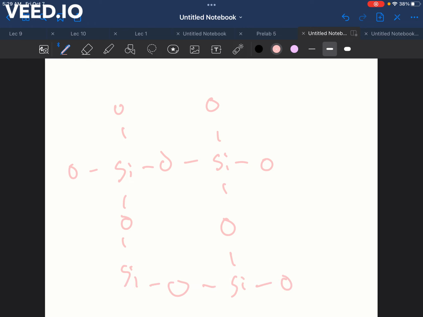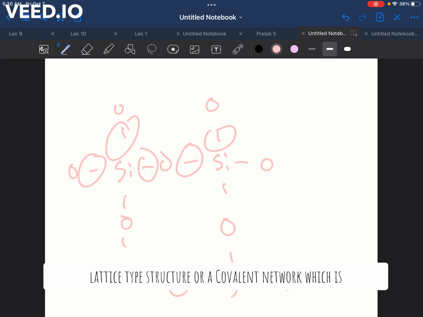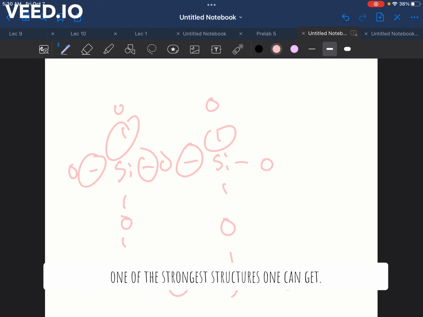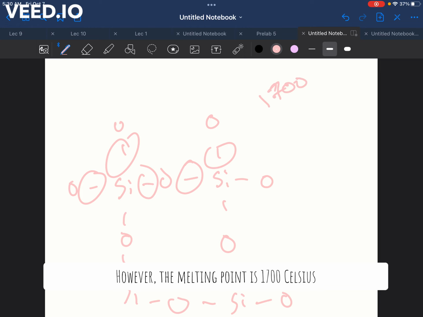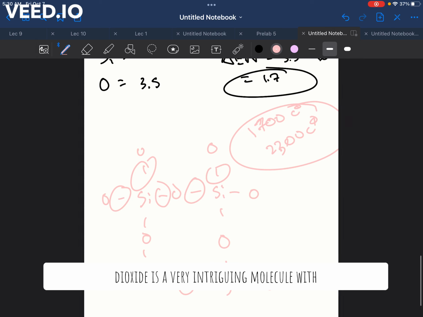There are covalent bonds here, which are extremely strong, and when silicon dioxides come together, they create a lattice type structure, or a covalent network, which is one of the strongest structures one can get. As such, this compound has a great boiling point and a great melting point. In fact, it is odorless. However, the melting point is 1700 Celsius, and the boiling point is 2300 Celsius. As such, we can realize that silicon dioxide is a very intriguing molecule with covalent bonds that stick together.